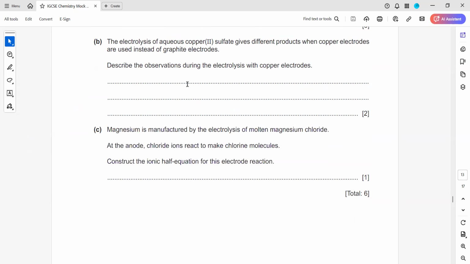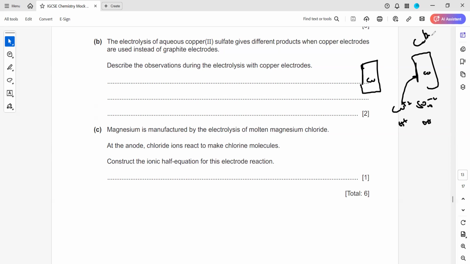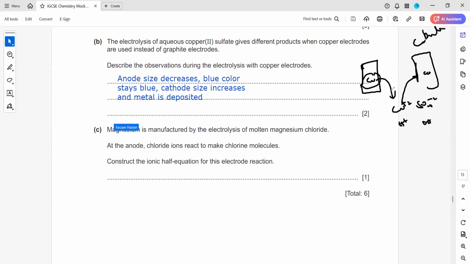Electrolysis of aqueous copper sulfate gives different products when copper electrodes are used. Describe the observations during electrolysis with copper electrodes. If you use copper, the anode and cathode are made of copper, and the electrolyte is copper sulfate. Copper ions are less reactive, so they will move towards the cathode. What will happen to the size of the cathode? It will increase. And the size of the anode? That will decrease. And the electrolyte won't change its color.